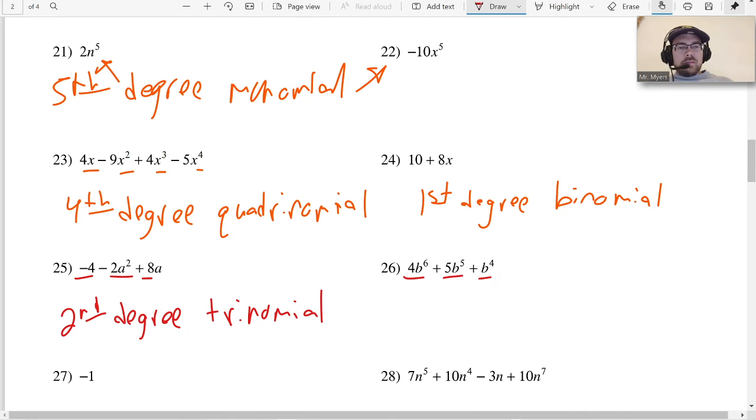Over here we got 3 terms, so it's also trinomial. Highest power is 6, so it's a sixth degree trinomial.